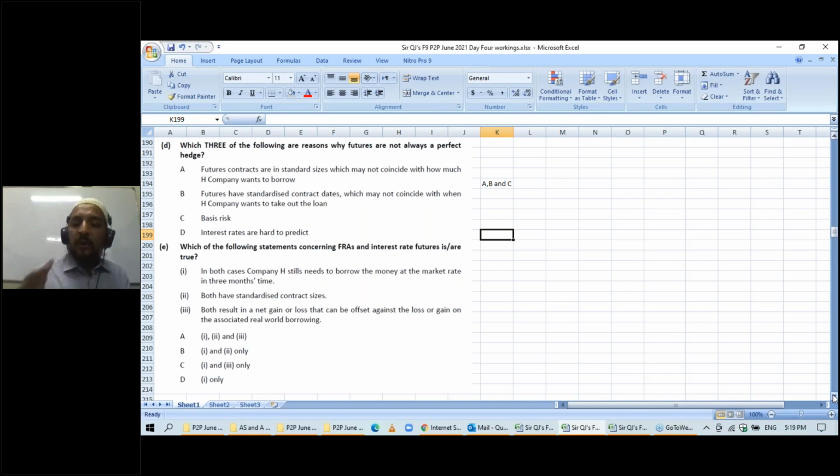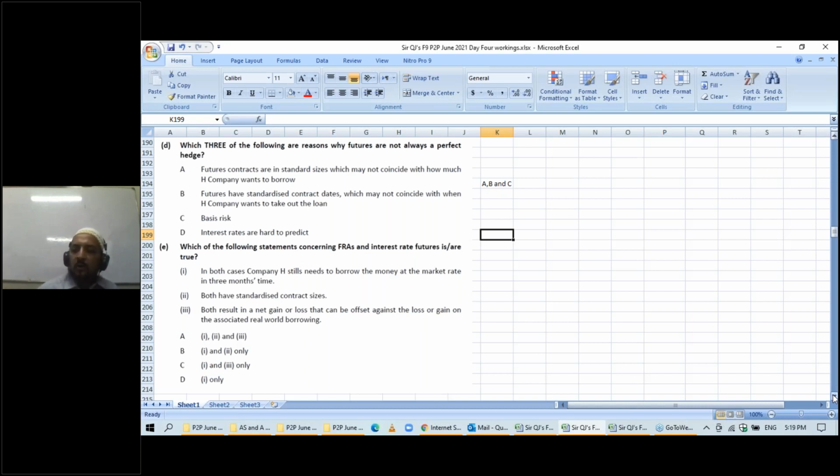So the first point is correct for both cases, FRAs and the futures, that H will have to borrow in the spot market and it will get compensation from some other bank or some futures market. So compensation is received from some other party and the loan is received from some other party. That's very correct. Then both have standardized contract size. So there is a standardized contract size for future contract, but not for FRA. FRA is negotiated with the bank.